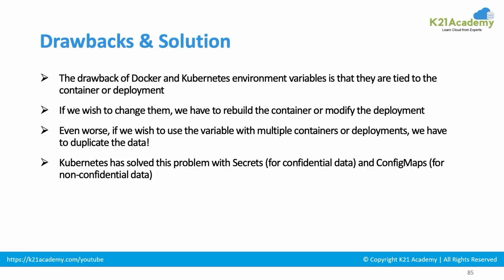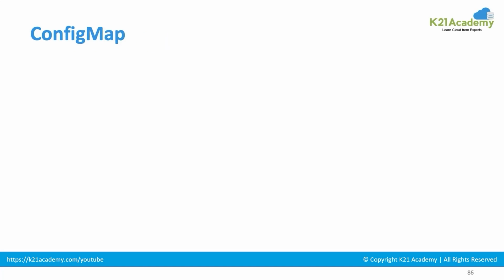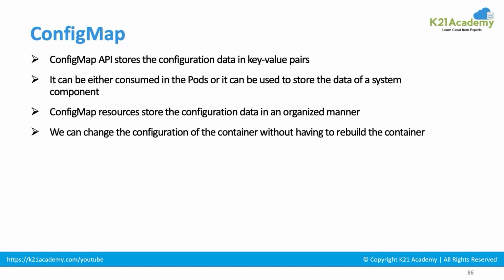Secret is used for confidential data, where we are encrypting the values which we are supplying inside our containers to our application, and ConfigMap is for non-confidential data, any configuration parameters, like our nginx conf or any type of configuration which you want to pass. So let's see how the ConfigMap works. ConfigMap is nothing but configuration data saved as key-value pairs, and it can be consumed inside the pod in different ways.